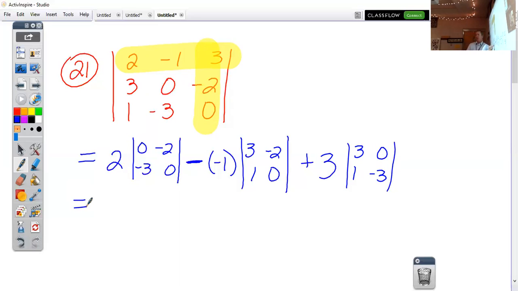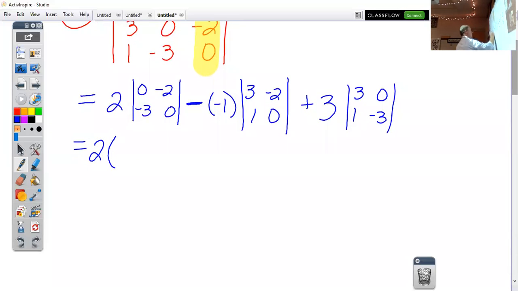And now we just did 2 problems that are 2 by 2, so now it's just doing math, okay? You just have numbers out here in front. So we got 2 parentheses, and you do your 2 by 2 determinant. So 0 times 0 is 0. So I'll just write it all out. 0 times 0 minus -2 times -3. Okay? Everybody following what I did there?